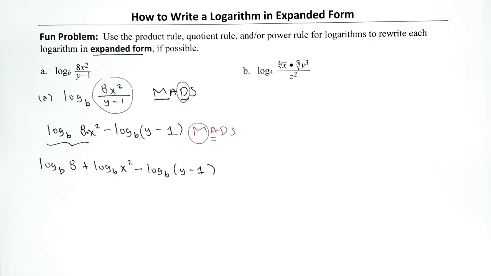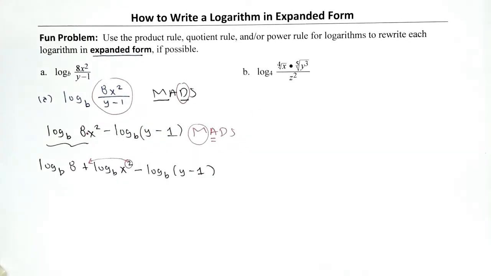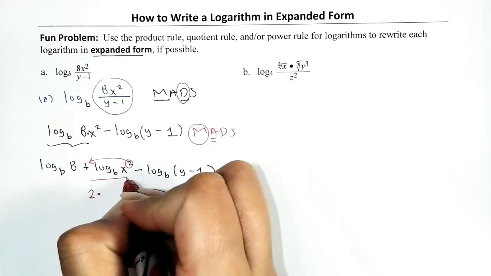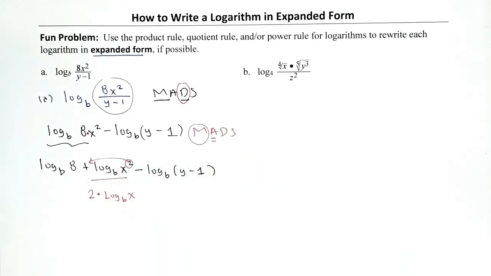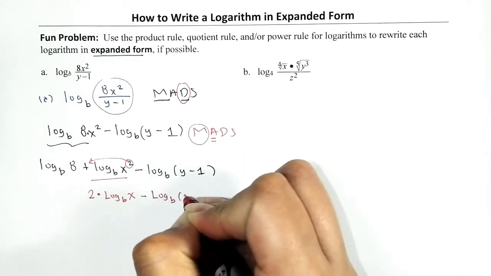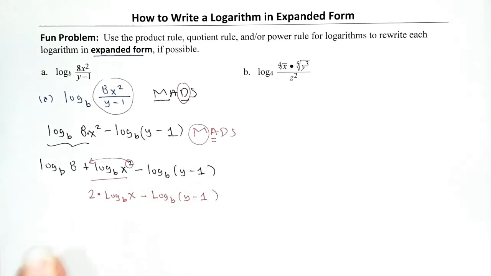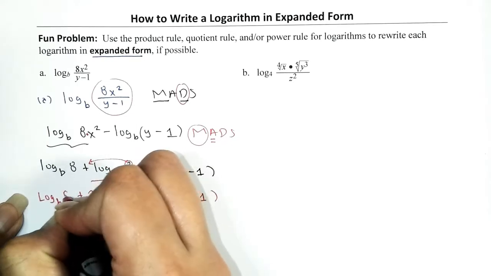Why? Because the argument is being raised to some power. So we don't want exponents in the arguments. So we're going to use the power rule for logarithms to bring the exponent down. How? What would that leave us with? That's going to leave us with 2 times the leftover logarithm. 2 times logarithm base b of x, and then we'll bring down the rest of the problem. So we are subtracting from it log base b of y minus 1, and this is being added to log base b of 8.